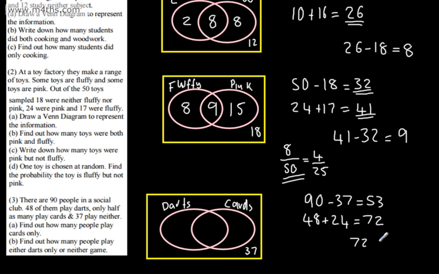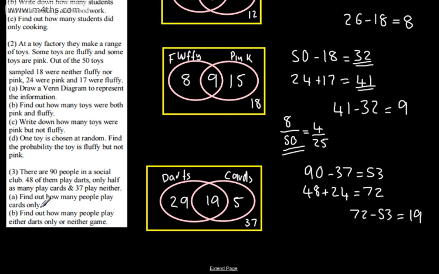So it looks like we got 72 people to fit into 53 spaces. So we do 72 minus 53, which is going to give me 19. 19 goes in the middle. They are the people who play darts and cards. So darts only. Well, if we think 48 play darts, so this must be 29. 20 and 10 is 30, 9 and 9, 18, add it up, 48. This one right here, there are 24 that play cards, therefore 19 in the middle and 5 just here.